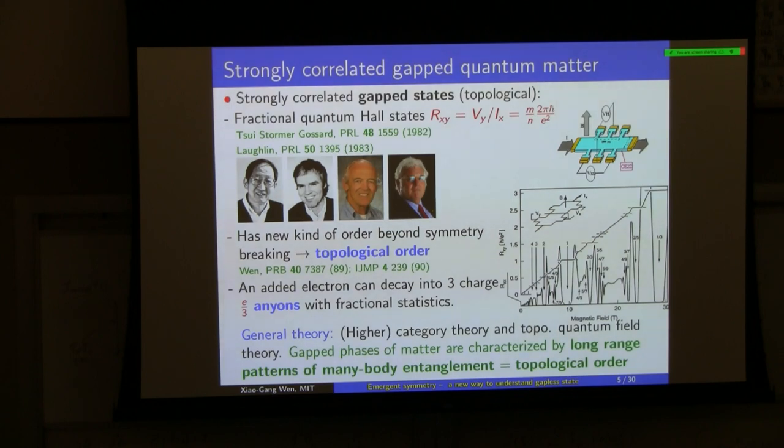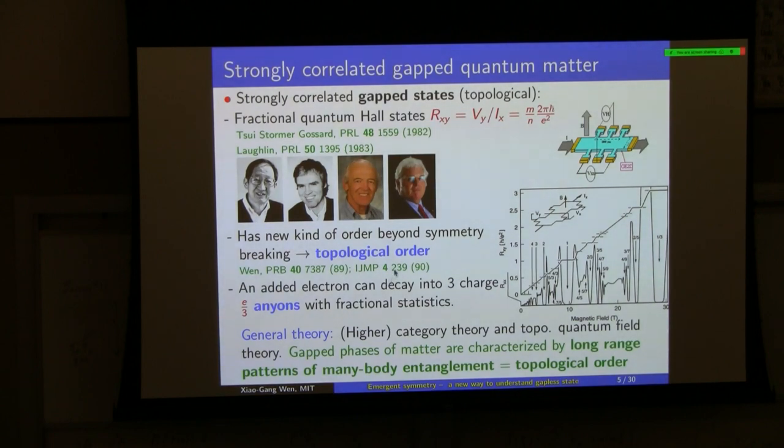But actually, fortunately, we have quantum Hall states, which are something beyond symmetry breaking, and so group theory doesn't really describe them well. It turns out that this kind of quantum Hall state is an example of strongly correlated gapped matter, characterized by fractionalization. When you add an electron to a quantum Hall state, the electron may decay into three quasi-particles with charge 1/3 each, and with fractional statistics. So this very mysterious, very striking property actually happens.